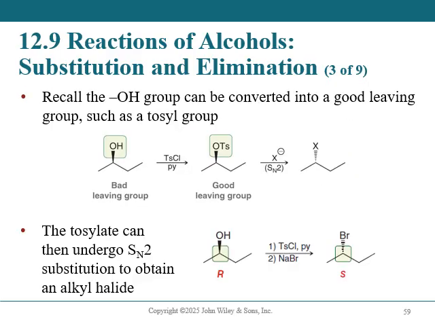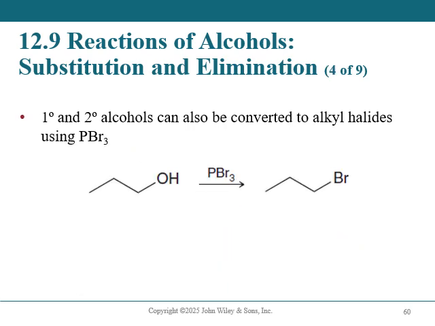Recall that a hydroxyl group can be converted into a good leaving group such as a tosyl group, just like the one we see right here. The tosylates can then undergo an SN2 substitution to obtain an alkyl halide. So it will be a two-step process. Primary and secondary alcohols can also be converted to alkyl halides using PBr3.